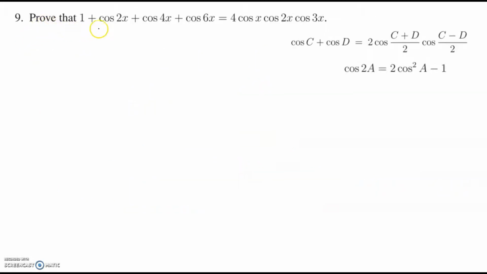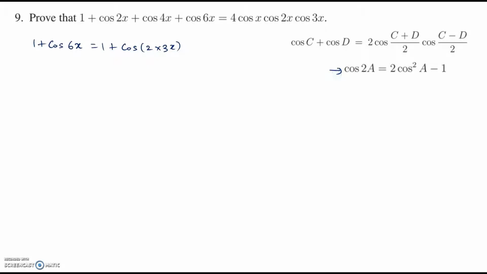Question number 9. Prove that 1 plus cos 2x plus cos 4x plus cos 6x is equal to 4 times cos x, cos 2x, cos 3x. So we'll be using these two formulas here. So let's take the left hand side now. And let's first take 1 plus cos 6x. So this is in the form of 1 plus cos 2 times 3x.